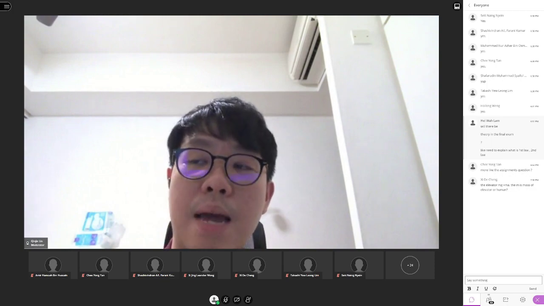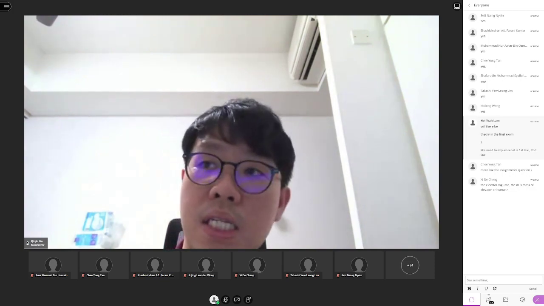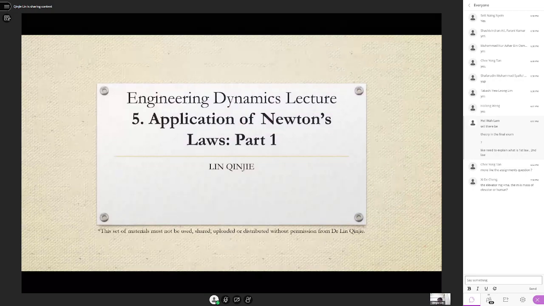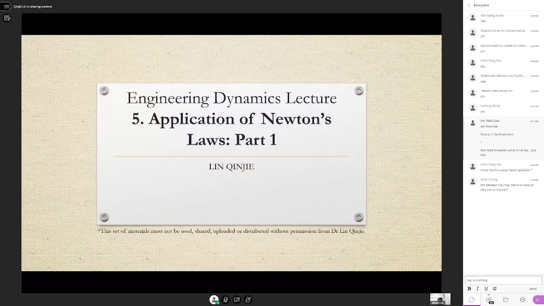This is the elevator, mg plus ma. Is the m the mass of the elevator or the human? It's the mass of the human, because we are analyzing the human inside. So the human is our free body diagram. The m always depends on which object you are isolating. Yeah, good question.